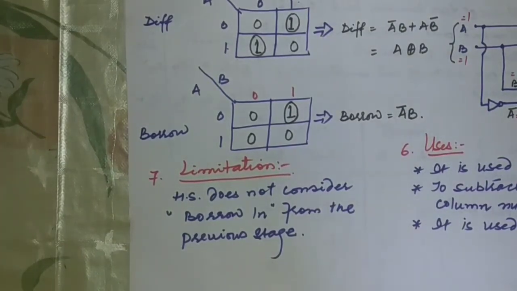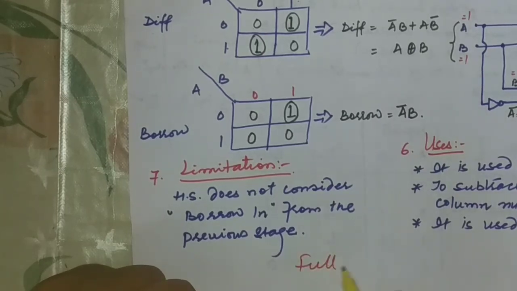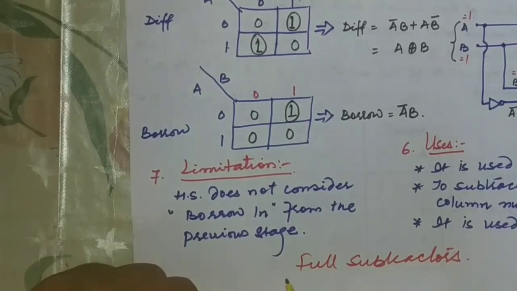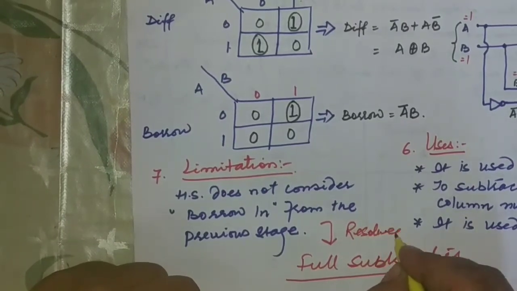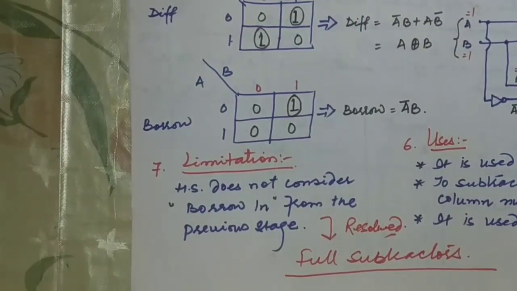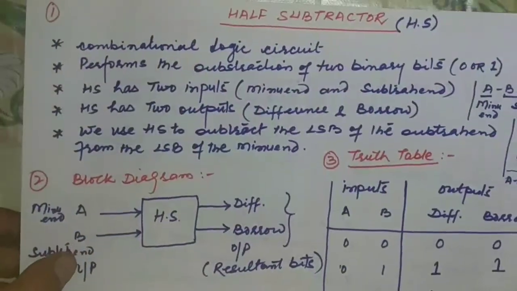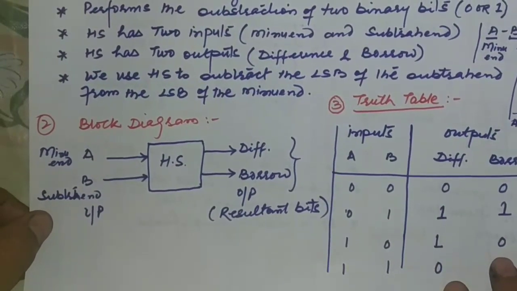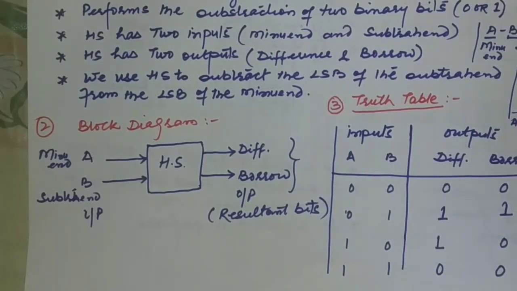For resolving this limitation, we make use of a full subtractor that we will discuss in coming lectures. This problem can be resolved using the full subtractor. So this is a very brief introduction and the circuit diagram of the half subtractor. In the next lecture we will discuss how we can design the half subtractor using universal gates.